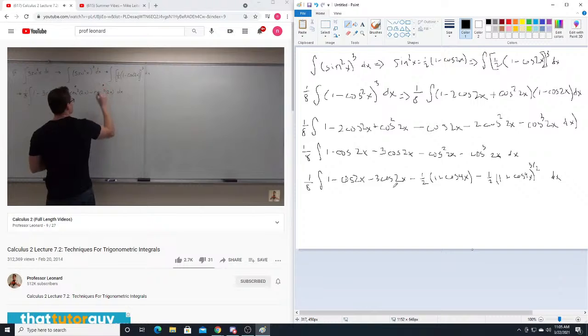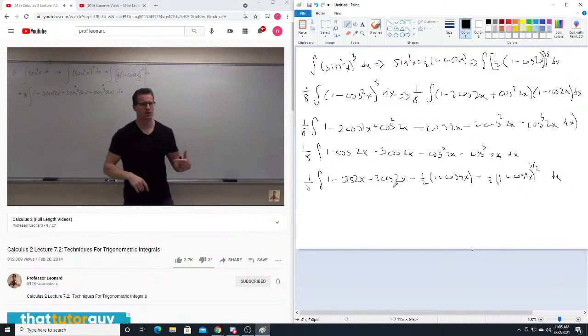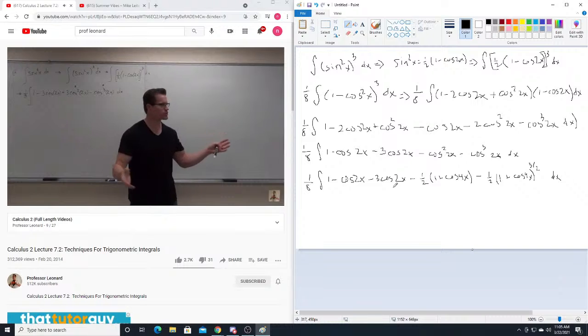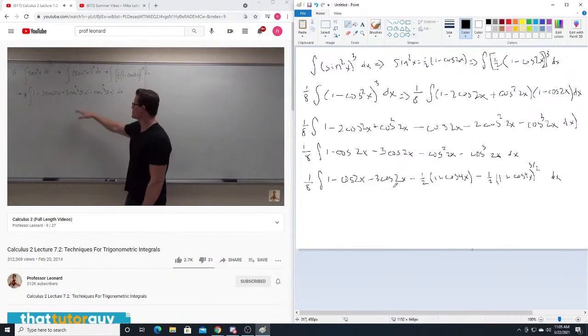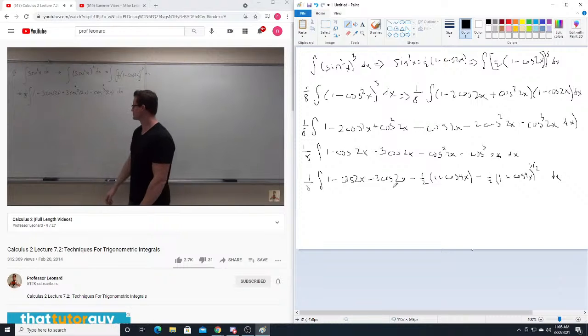Another little star. If you got cosine to the 3rd, let's think about this. Are you going to do half angle or are you going to do the Pythagorean identity? Why? Because it's an odd power. That's exactly right. So let's go slow. I want you to just do the half angle right now on this guy. Just do that.